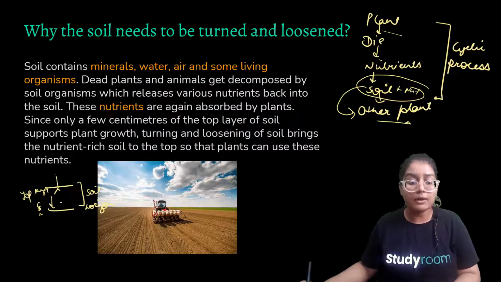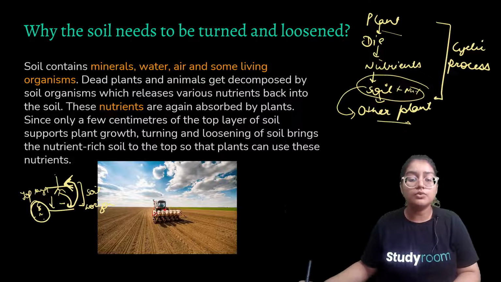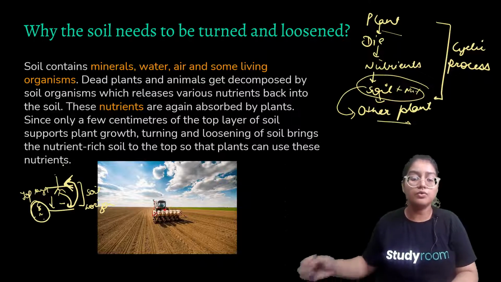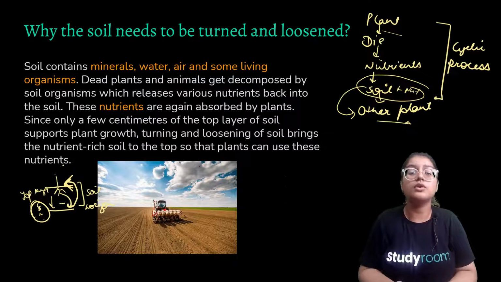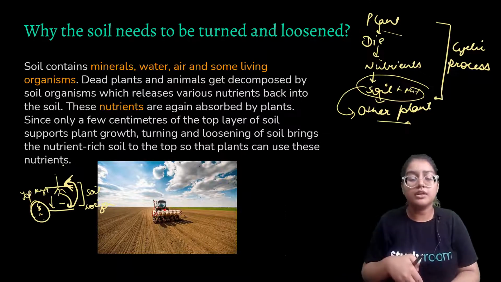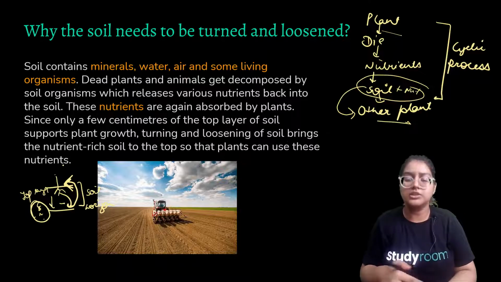The nutrients which we got back with the dead animals are stored here, in the C, B, A zones. So our roots cannot go here. The nutrients have to come up. So in order to bring the nutrients back to the topsoil, we have to loosen it and turn the soil. So in order to ensure the growth of other plants, the soil needs to be turned and loosened by us with the help of various machines.